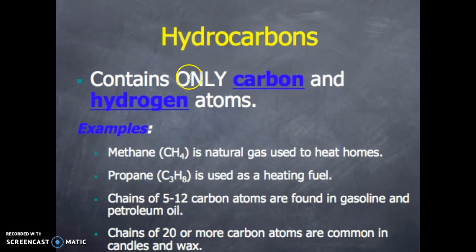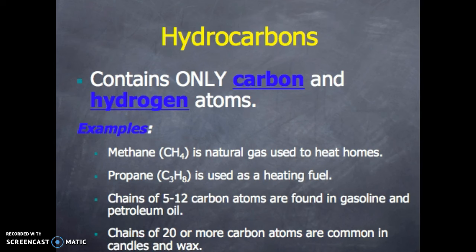So we have a new vocab word, hydrocarbons. Those are organic molecules because they contain carbon. They're molecules that contain carbon and hydrogen only. So they do not have any other group, carbon, hydrogen only. So glucose, C6H12O6, would not be a hydrocarbon because it also contains oxygen. We're looking for things that contain carbon and hydrogen only.